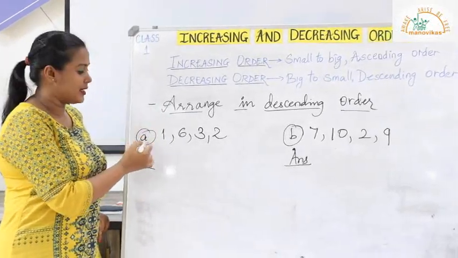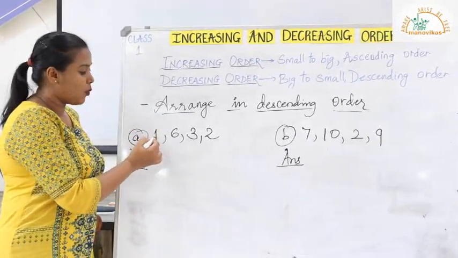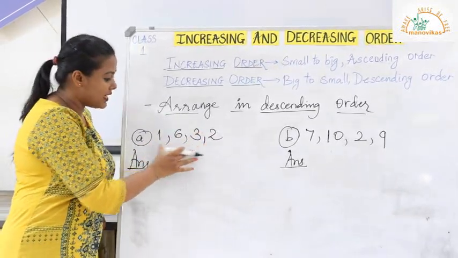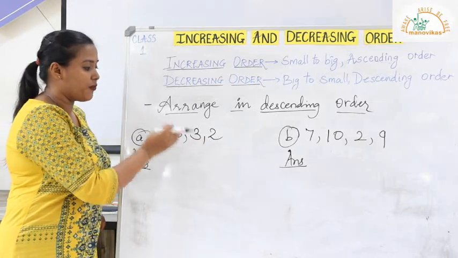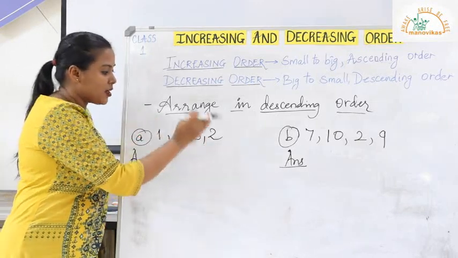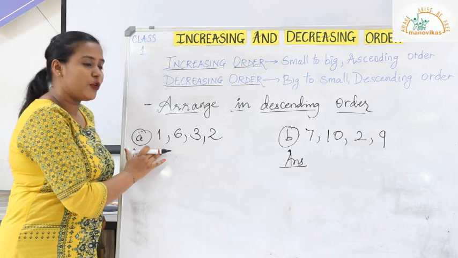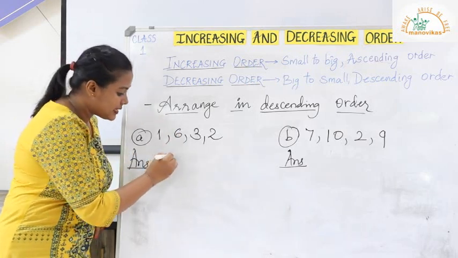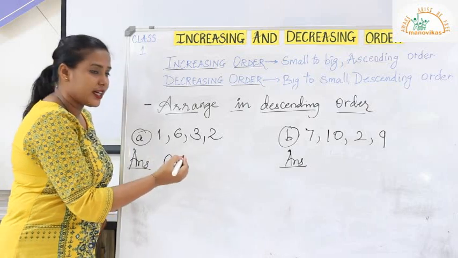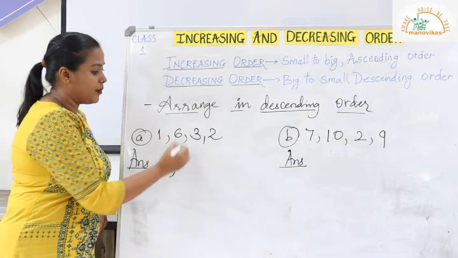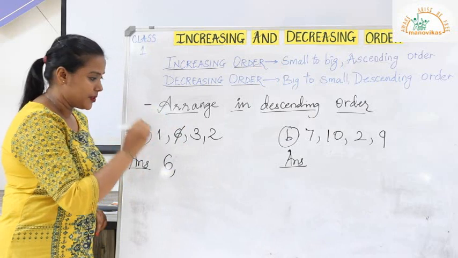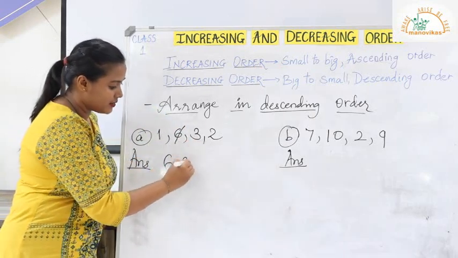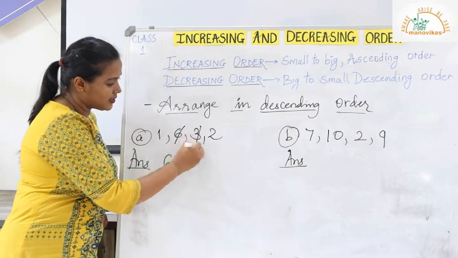We have the first example. In the first example we have numbers 1, 6, 3 and 2. Now we have to arrange these numbers in the order of biggest number to a smaller number. So among these numbers, which number is the bigger number or the biggest number? It is number 6. So as I told you before, once you write a number, you have to cancel that number. Next number will be number 3. Let's cancel this number.